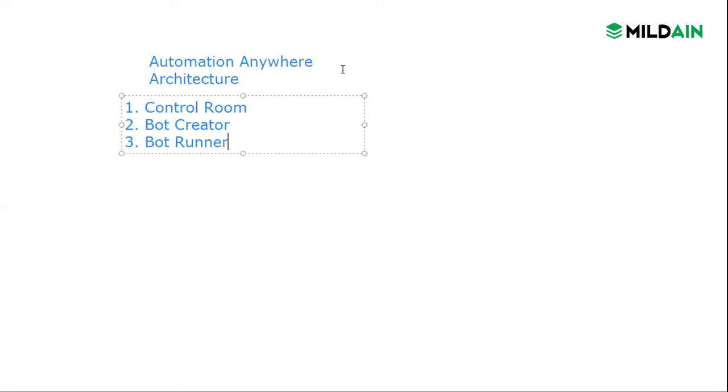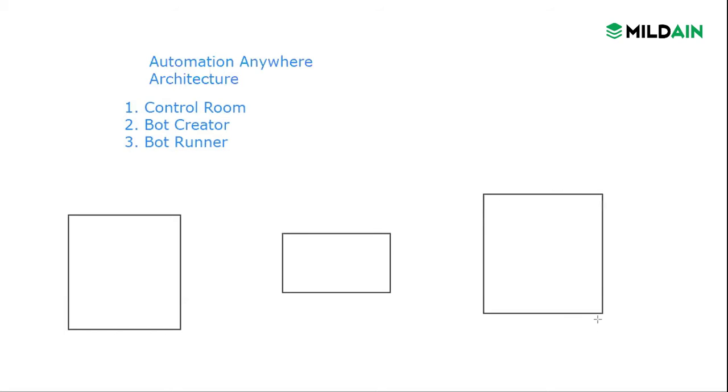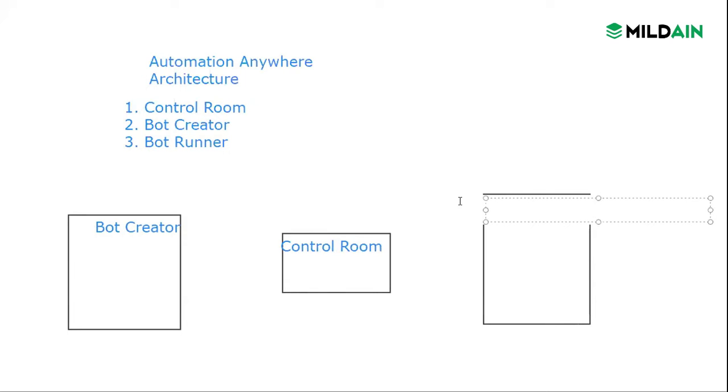In order to simplify and understand these, the architecture is going to be in three sections: the bot creator, control room, and bot runner.